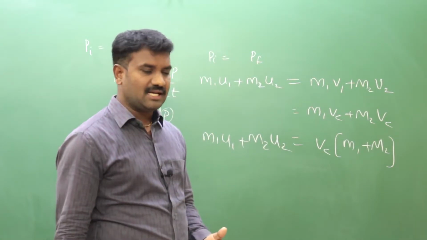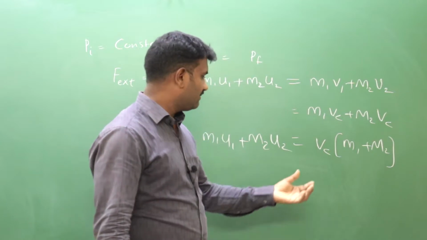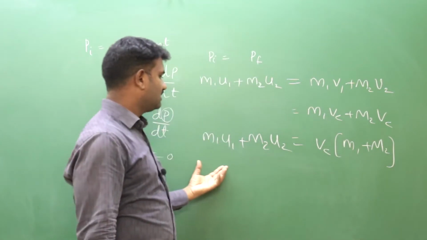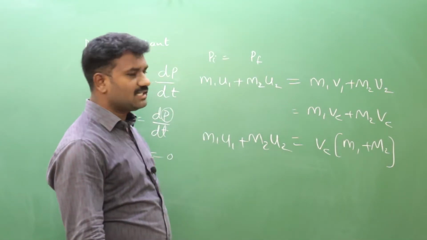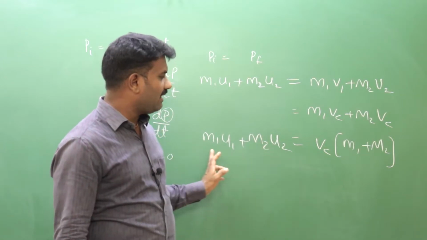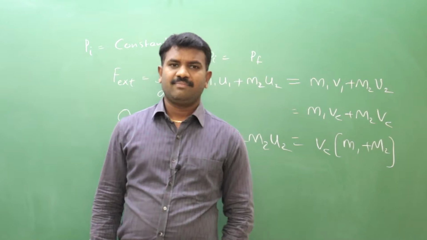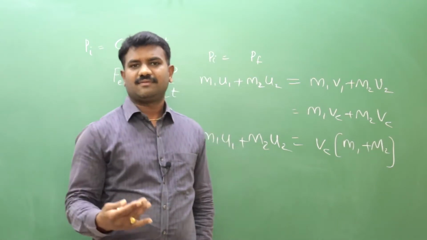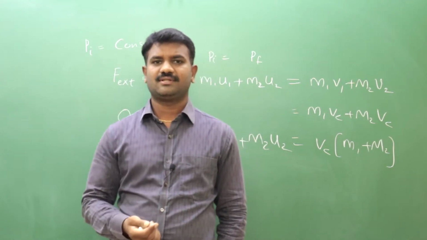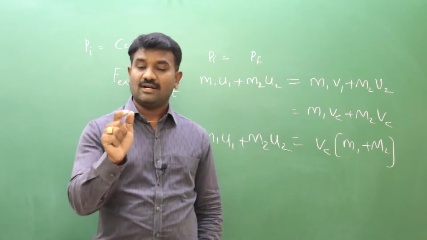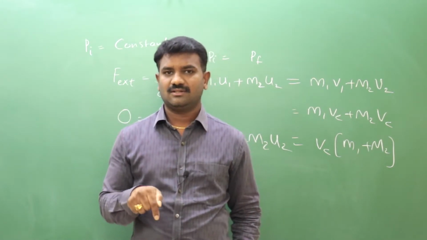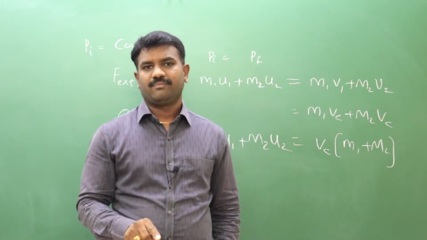In several problems they ask first to find the common velocity. Then Vc is equal to, sending this towards the left, the common velocity formula: m1 u1 plus m2 u2 by m1 plus m2. That's all. The problems are very simple. You try to solve all the problems from our material worksheets. If you have any doubt, then only look into this solutions video.